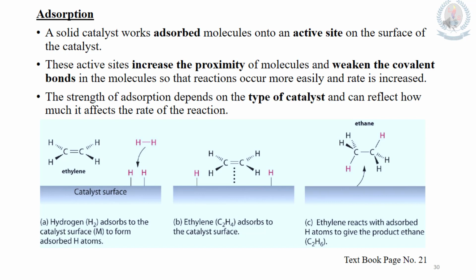The strength of adsorption depends on the type of catalyst and can reflect how much it affects the rate of reaction. Here I am giving an example, the reaction between ethylene and hydrogen. What is the catalyst we are using? Nickel. Here ethylene and hydrogen both are in gaseous phase. Nickel, or we can use platinum or palladium, all of them are in solid state. So here it is a heterogeneous catalyst. So what happened? This adsorption process is used.